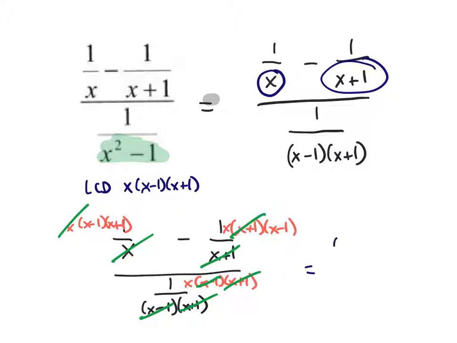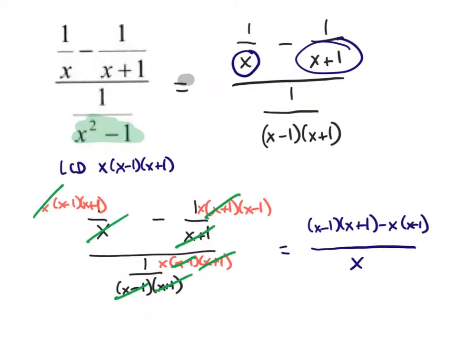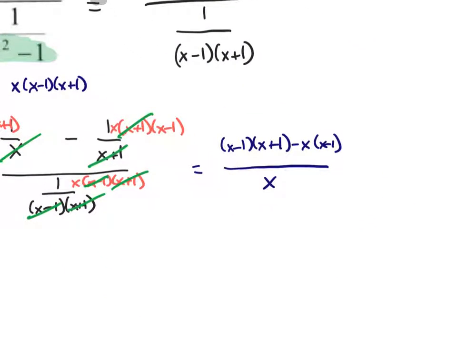Let's go ahead and see where we're at. We have x minus 1, x plus 1, minus x times x minus 1. And on the bottom, I just have x. So that's always nice. So I'll go ahead and FOIL and distribute the top, clean that up a little bit.